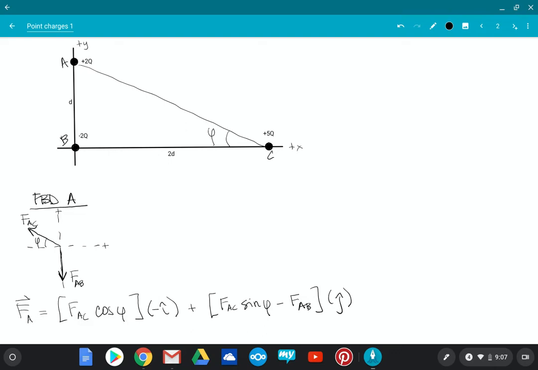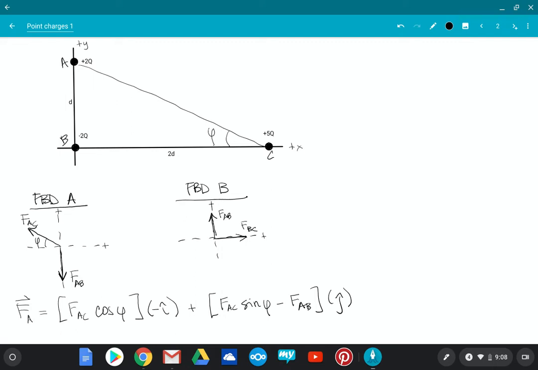Let's do B. Here again, I'm going to put B on a little coordinate system. Upward positive and rightward positive. And if I look at particle B, it's going to be attracted to particle A and it's attracted to particle C. It has opposite signs for both of them. So it's attracted up to particle A. That's force AB. And then it's attracted to the right to particle C here. Force BC.